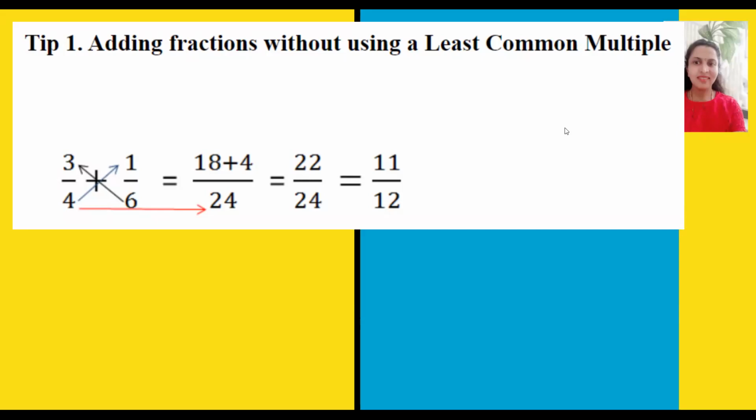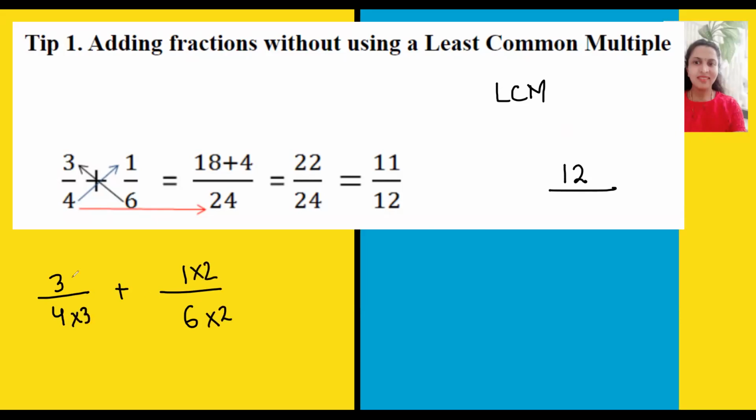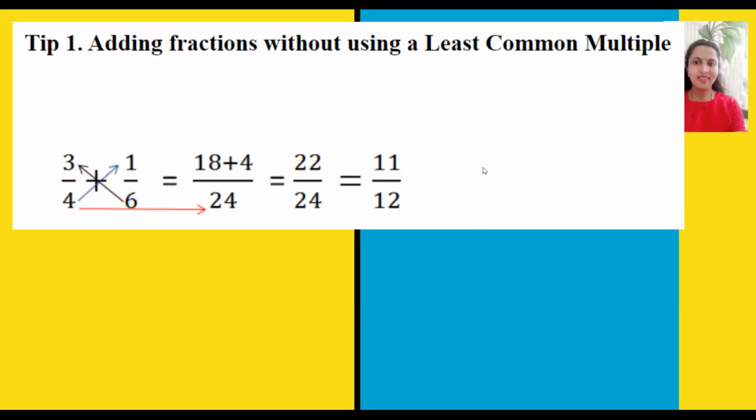Actually, we can also do it by finding the LCM, like 3 by 4 plus 1 by 6. The LCM of these numbers is 12, like 6 times 2, 2, and here 3, here 3. So 11 by 12. But nowadays fractions are arriving as early as grade 3 in exams. So it is better to teach the butterfly method, because LCM is not actually introduced in the grade 3 syllabus. Okay.